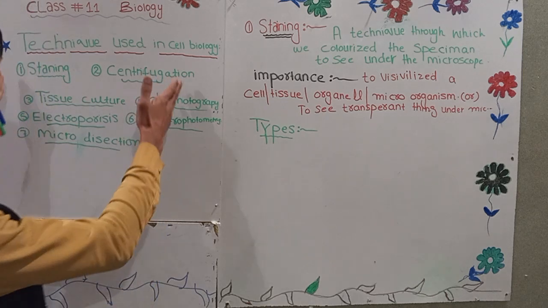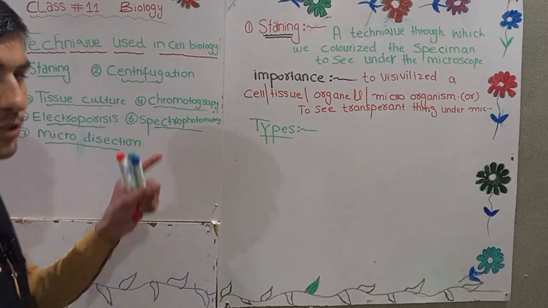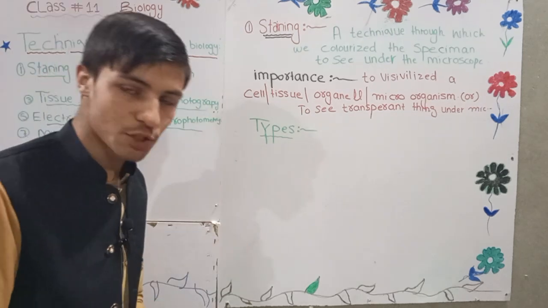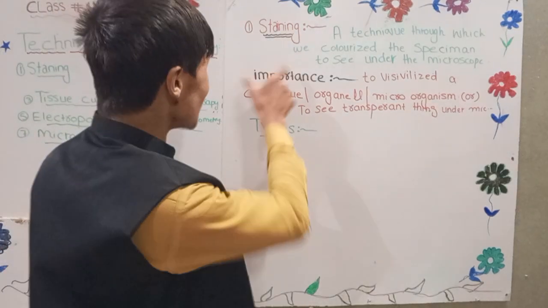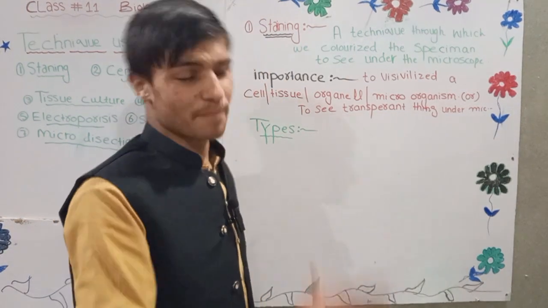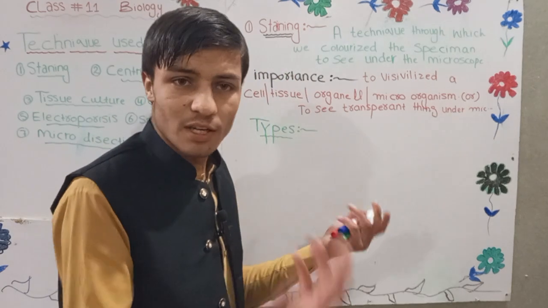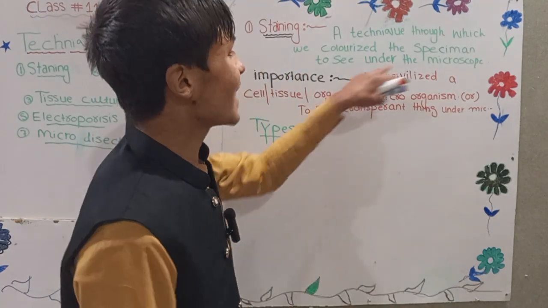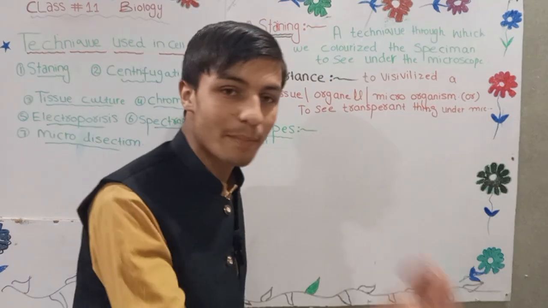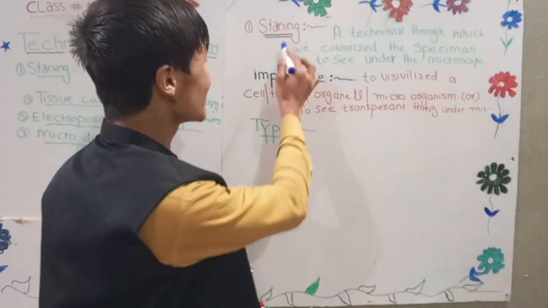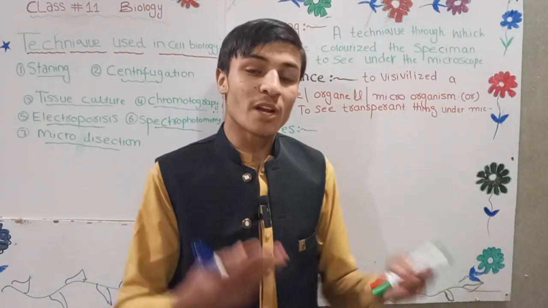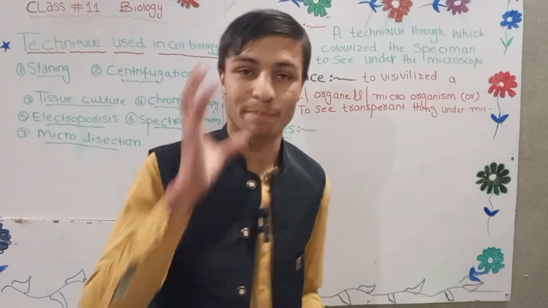So this is all about techniques used in cell biology, but in today's lecture we will only discuss staining and some MCQs related to the staining process. Staining means to colorize something. Staining is a technique through which we colorize a specimen to see it under the microscope. This is known as staining.